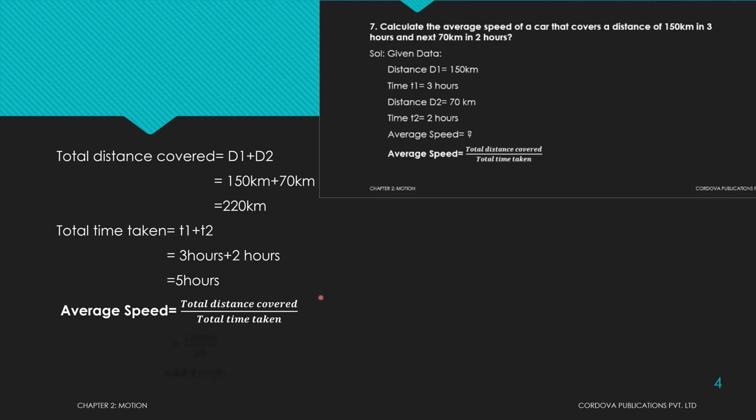So let's write down the formula once again. Now you can just substitute the values here, right? It is very easy. Just by substituting 220 kilometer by 5 hours, you can just cancel it. 5 ones are 5, 5 fours are 20, so 44 is 220. So 44 kilometer per hour. Since in the numerator it is kilometer and in the denominator it's hour, you can write it down as kilometer per hour. I hope it's clear.